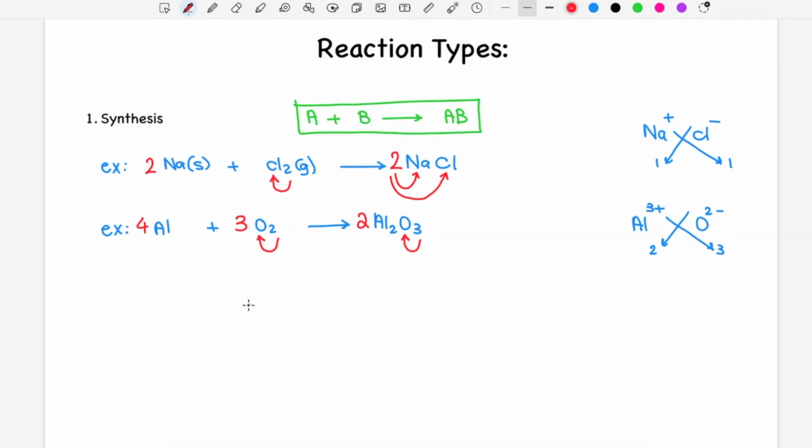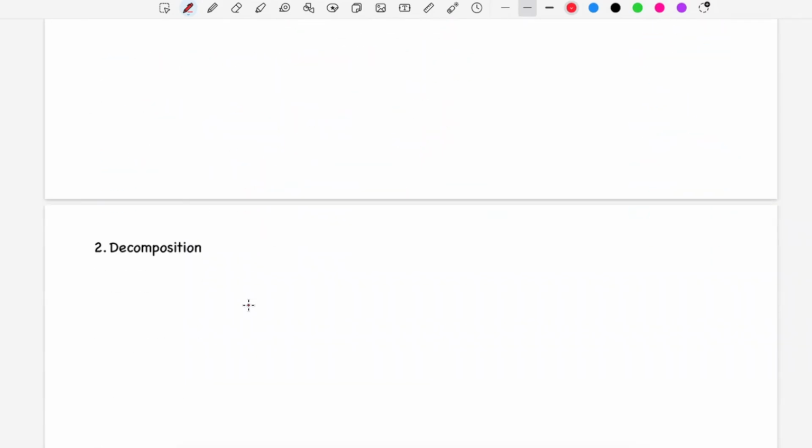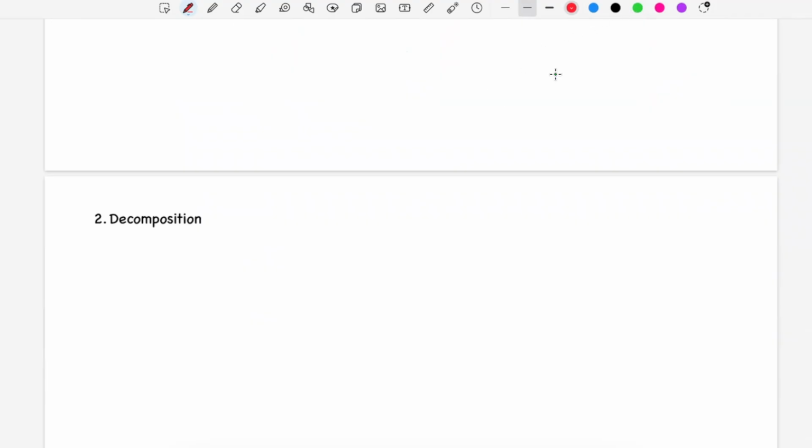Okay, let's take a look at the second type of reaction, which is called decomposition. The decomposition reaction is exactly opposite to synthesis. A compound like AB either breaks down into its own elements or it breaks down into a compound and maybe an element. So it depends. We can take a look at some examples right now. So let's say we have something like KBr. KBr is made from potassium and bromine.